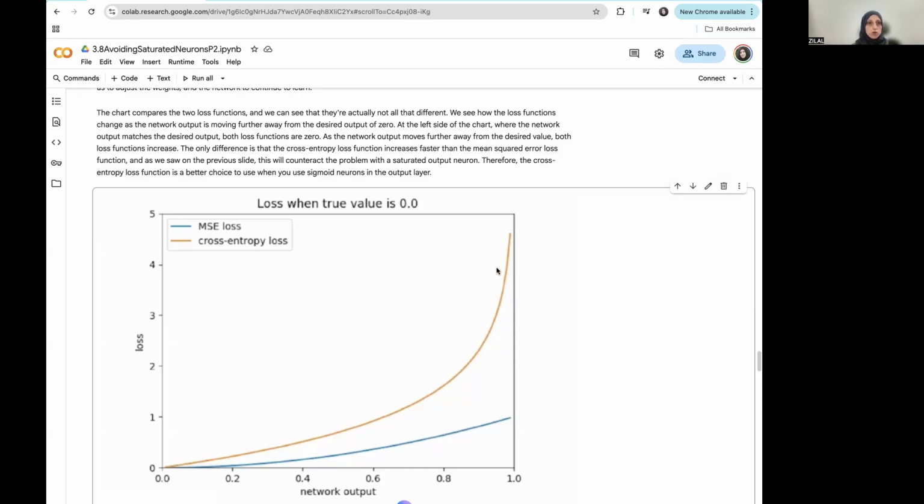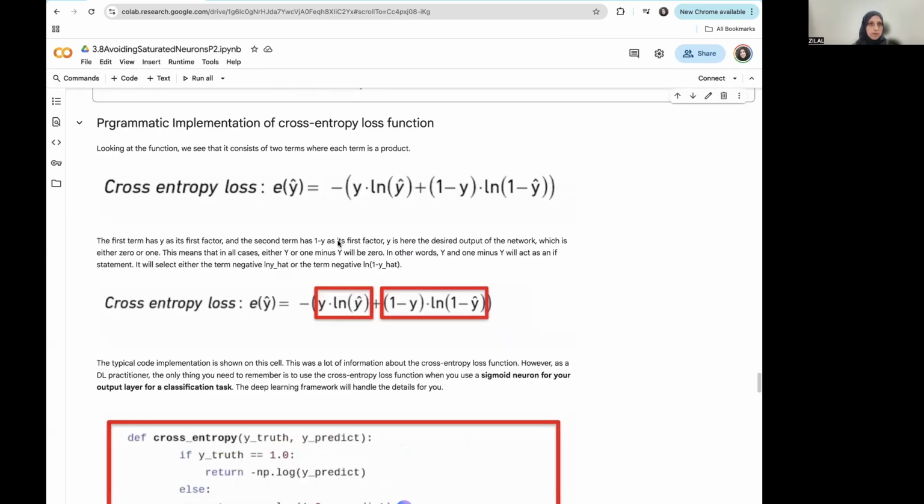Therefore, the cross-entropy loss function is a better choice to use when you use sigmoid neurons in the output layer. Let's see how we can program this cross-entropy loss function.